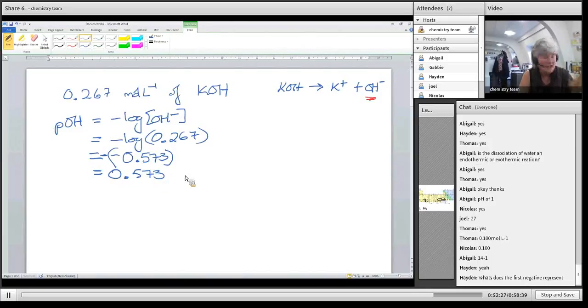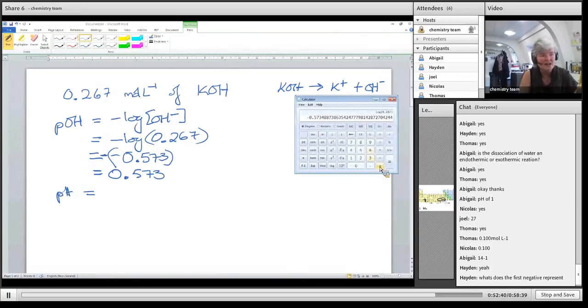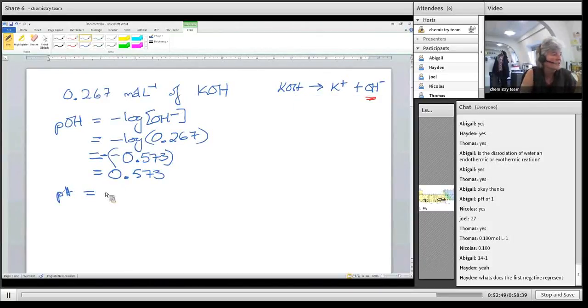Okay, so that's your pOH, and now we want to calculate the pH. So your answer is going to be 14 subtract that number. And normally when you've got that as a negative, I tend to just say plus 14 and get the answer. So your answer is going to be 13.426, and then we'll sort it out. But remember, keep it to 1.